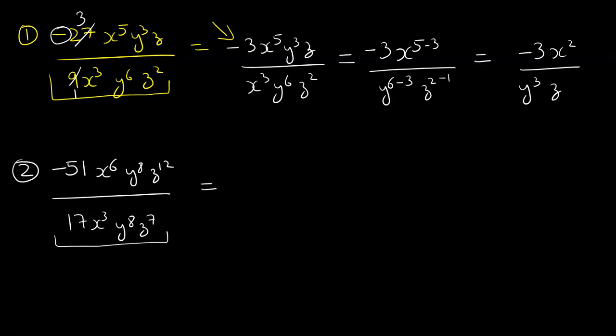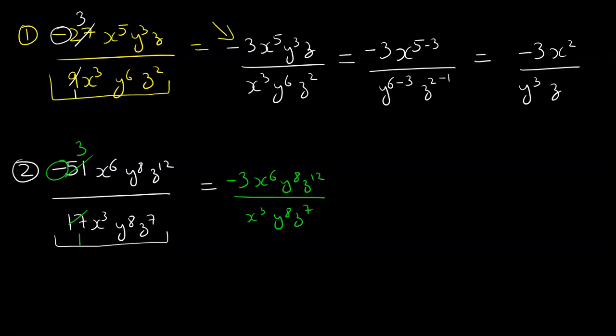Alright, so I hope that you tried yourself. So I will solve this problem now. In the first step we can see 51 and 17. 51 is divisible by 17, so 17 times 1 is 17, 17 times 3, okay, that is 51, and don't forget the negative sign. So now we simply write the numbers and the remaining variables. We have negative 3 x to the power of 6 y to the power of 8 z to the power of 12 over x cube y 8 z 7.